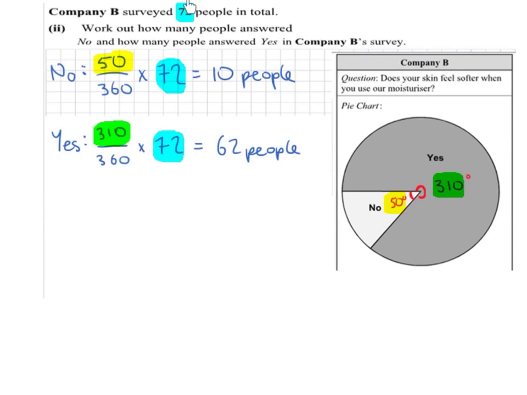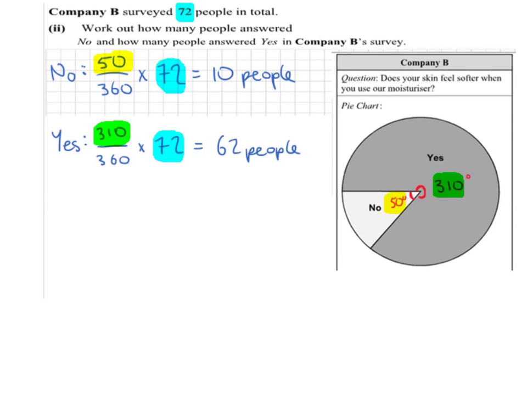So 72 people were surveyed in total. I'm going to start off with the no sector of the circle, which was 50 degrees. I'm going to take the angle 50, divide it by 360 because there's 360 degrees in a full circle or a full pie chart, and multiply it by 72 because that was the total number of people surveyed. So 50 divided by 360 multiplied by 72 is going to give me 10. So 10 people answered no to the question.